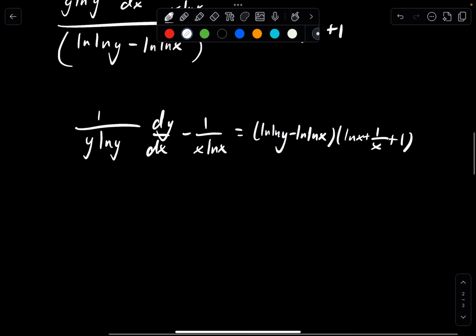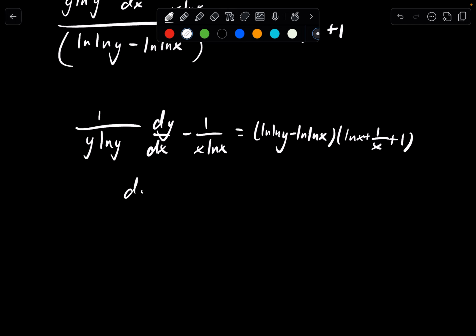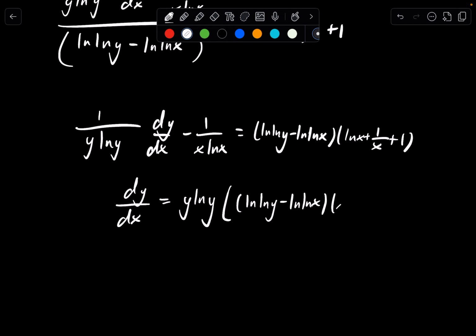And then we can simplify further by solving for dy dx. And I'll let you guys do it, but if you want to pause the video, feel free to. But it's just equal to y ln y times, and now this monstrosity, ln of y minus ln of x times ln of x plus 1 over x plus 1, and then we add 1 over x ln x, just like that.